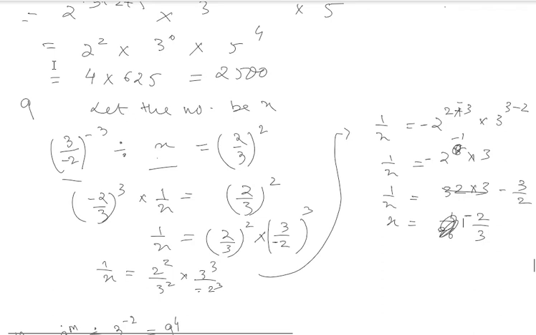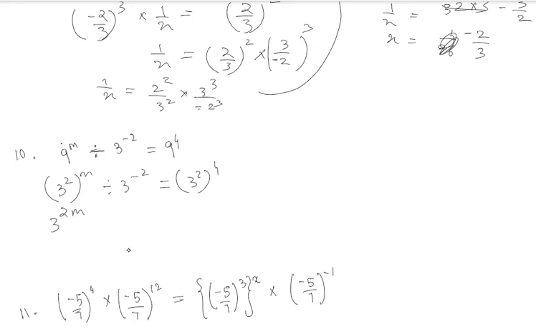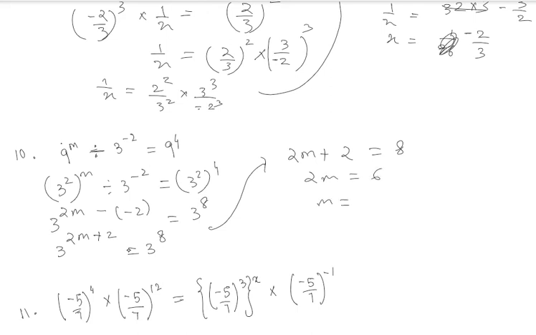Let's go to the next question, number 10. Find the value of m. So 3 to the power 2m divided by 3 to the power minus 2 is equal to 3 squared to the power of 4. So 3 to the power 2m minus of minus 2, taking the bases together, I am subtracting the powers, is equal to 3 to the power of 8. So I get 2m plus 2 is equal to 8. So equating the powers, 2m plus 2 is equal to 8. So 2m is equal to 8 minus 2, which is 6. m is equal to 3.